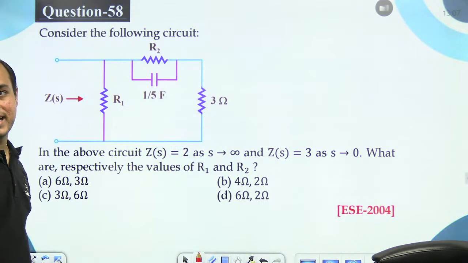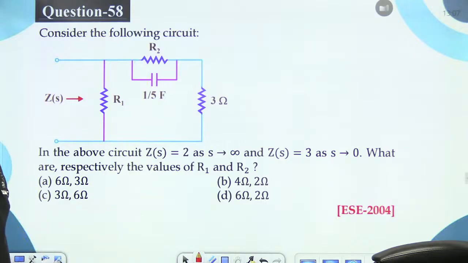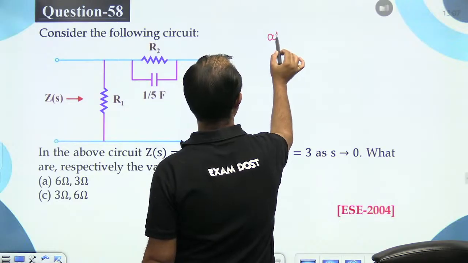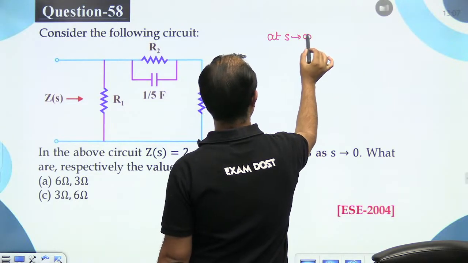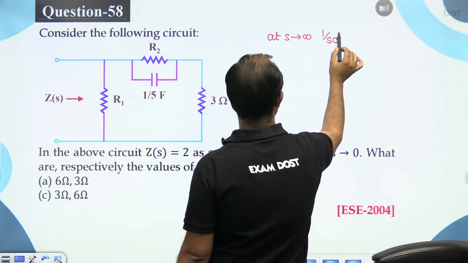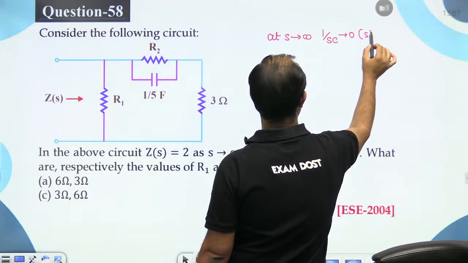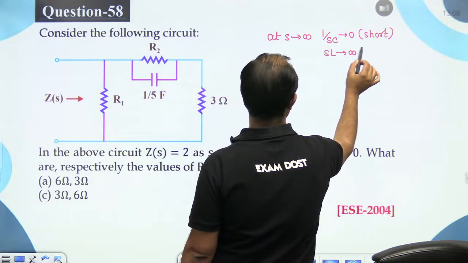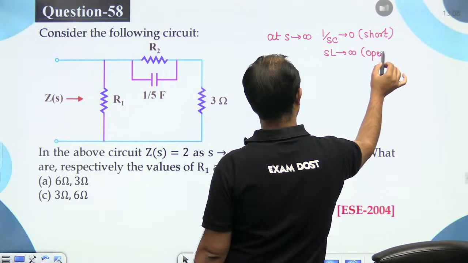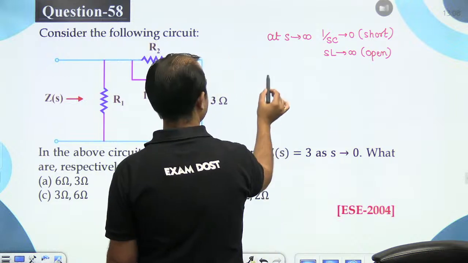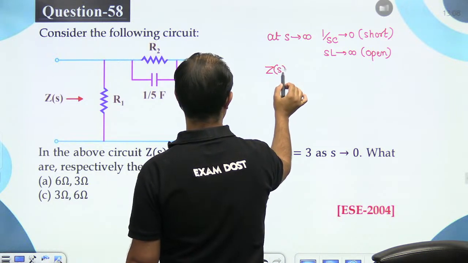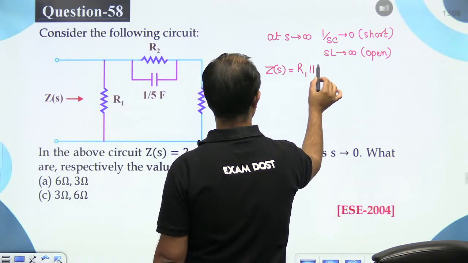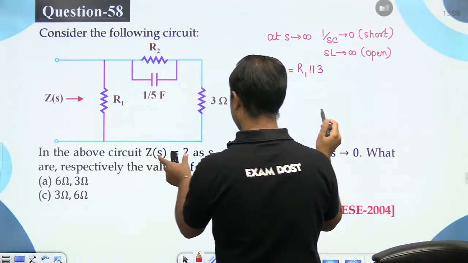ZS is 2 as S tends to infinity and 3 as S tends to 0. ESE 2004 बच्चों, तो at S tends to infinity 1/SC is 0, short circuit, and SL is infinity, so open circuit. ठीक है, तो इंडक्टर इज ओपन, सॉरी कैपेसिटर इज शॉर्ट, and this value is 2.